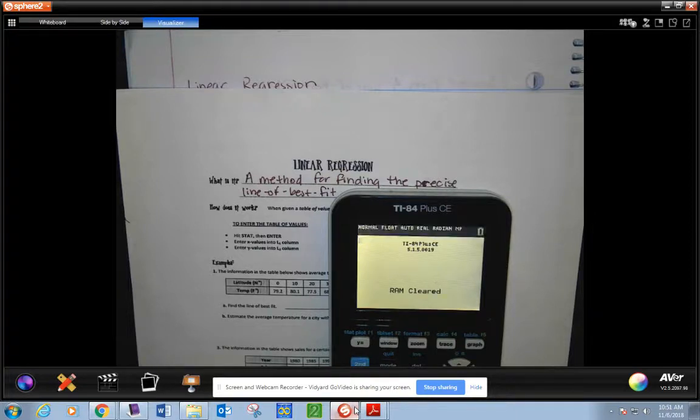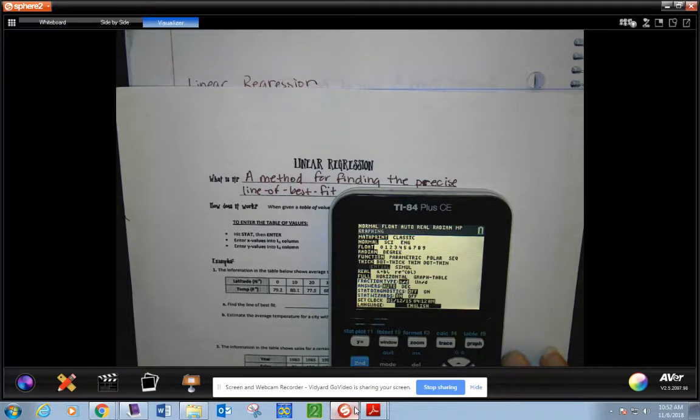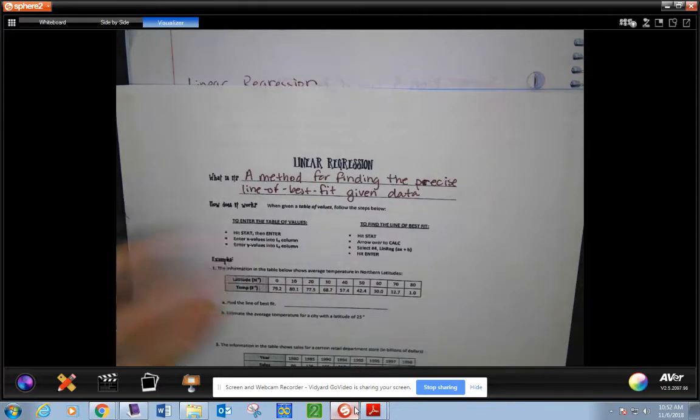Once your RAM is cleared, I need you to turn something on. These instructions are not written on the paper, so please follow them. Hit the mode button, and if you're using one of the older calculators, it's still in the same spot, you just have to scroll a little further. Scroll down until you see stat diagnostic, move it over to on, and hit enter. When it calculates for us, this is going to help us figure out if it's a strong or a weak regression. Now you can press second mode and it'll take you back to the home screen. Now we're going to follow the instructions on the paper.